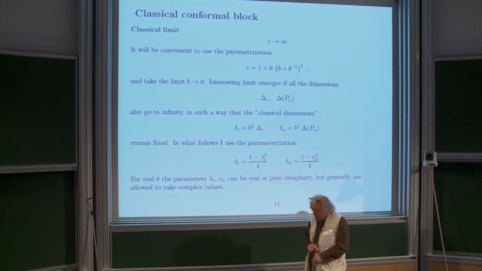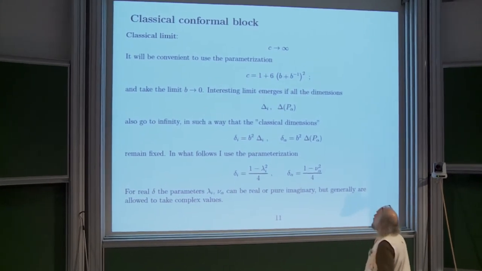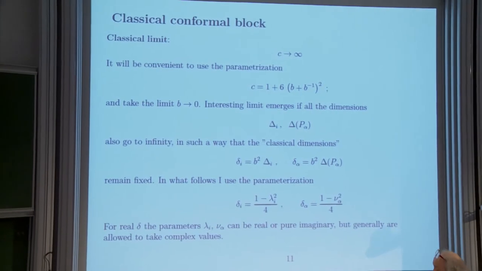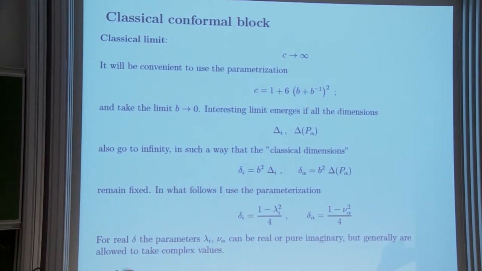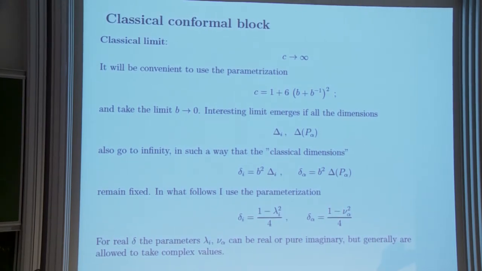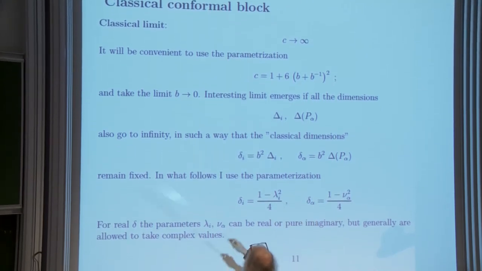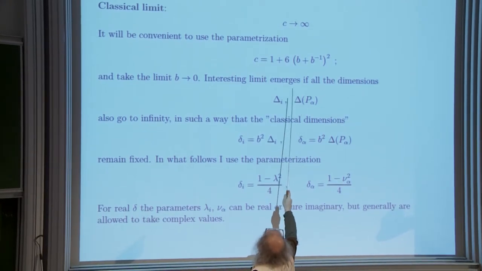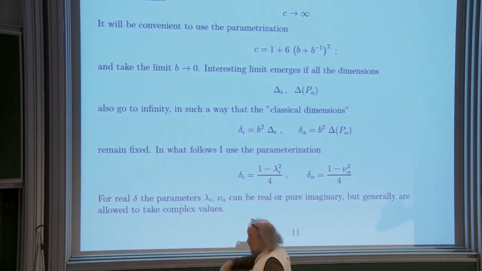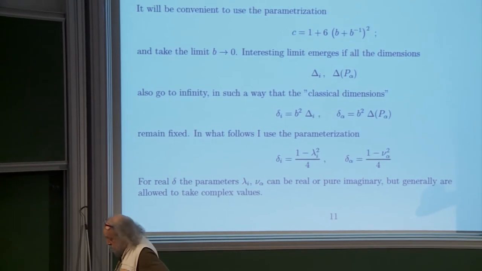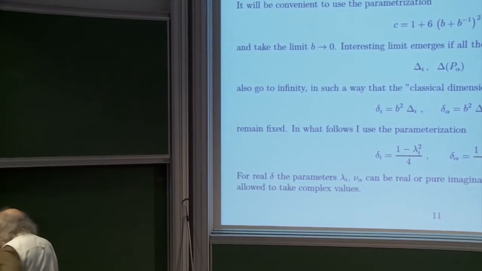Now, classical limit. I'm going to speak about the classical conformal block that emerges when you send the central charge to infinity. The interesting limit here appears when you also send... Before proceeding, I will again write the central charge in this Liouville-inspired, or Feigin-Fuchs-inspired, parametrization of the central charge in terms of this coupling parameter b.